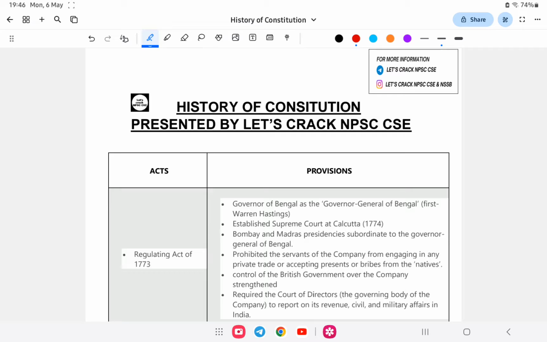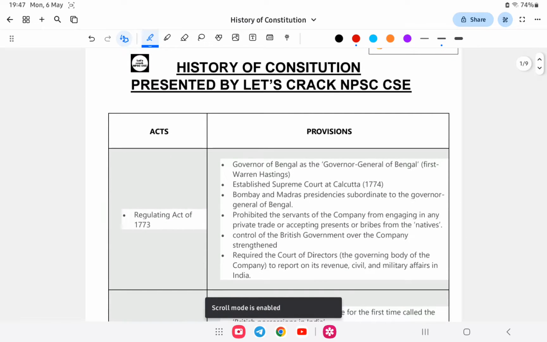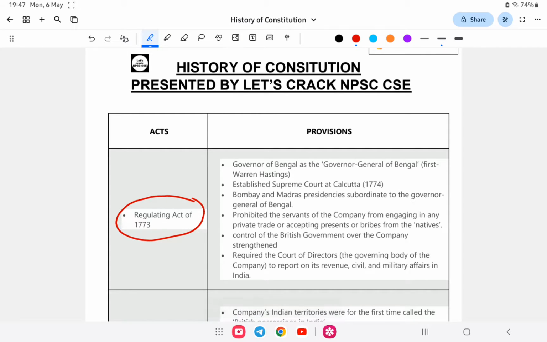We will be doing some questions, and it will be step by step, and we will also solve MCQs. So let us start with the class. First, history of Indian Constitution. First, the Regulating Act of 1773.